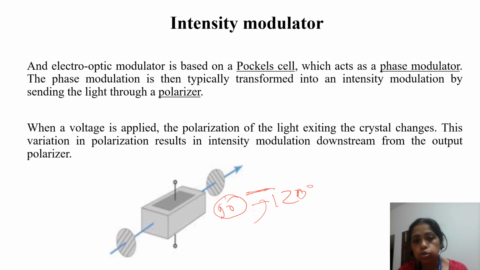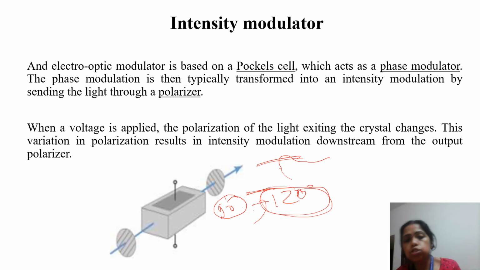So if we use a 120-degree polarizer, then 120-degree light will pass through the polarizer, and we will get one intensity of light. Sometimes if we use the polarizer such that the 120-degree polarized light will not pass through, then we'll get a lower intensity of light. So you can design it in various ways. The main concept is like that.